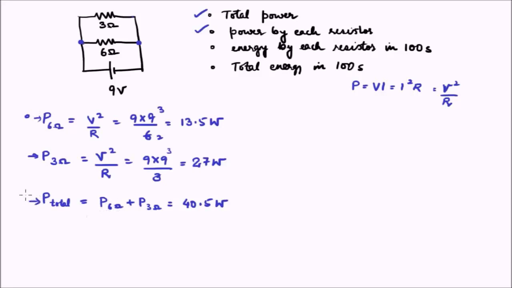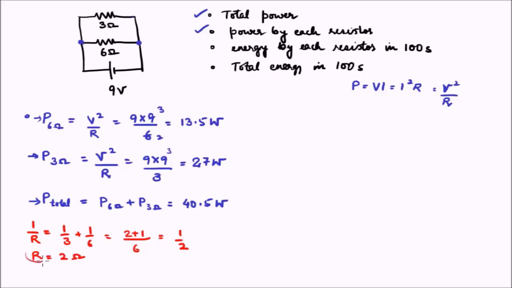What is the alternative way? We can simplify this circuit by finding the total resistance here. The total resistance R total will be 1 upon 3 plus 1 upon 6, since they are in parallel, the reciprocals will be equal to the sum of the reciprocals. That gives me 2 plus 1 over 6, that is 1 upon 2. So my R equivalent is 2 ohm.